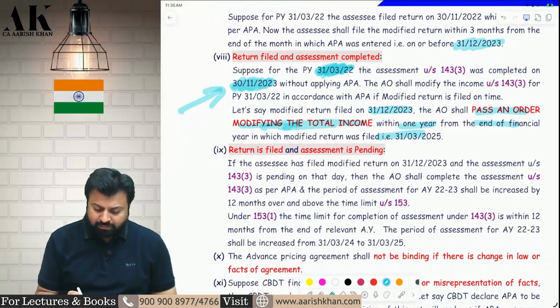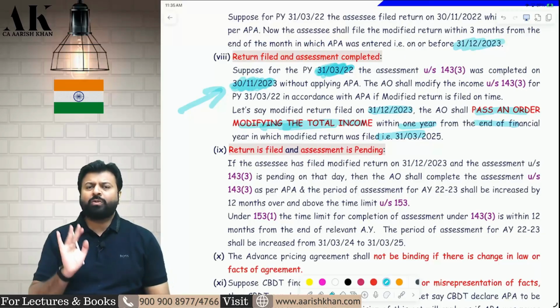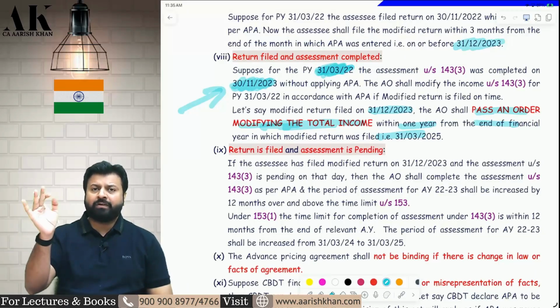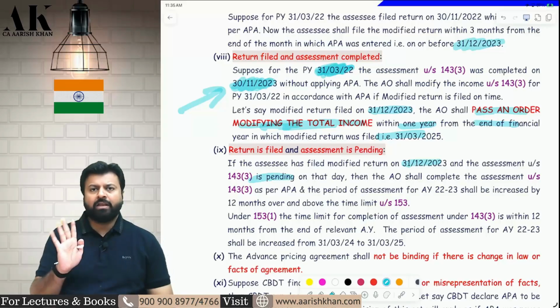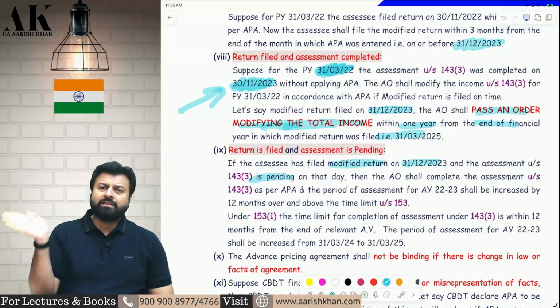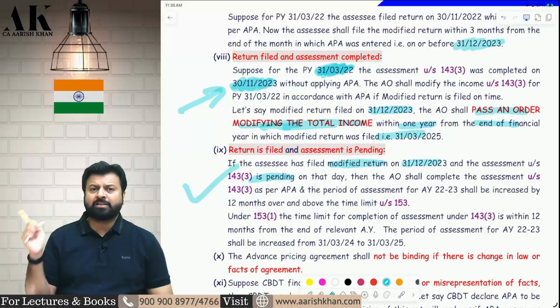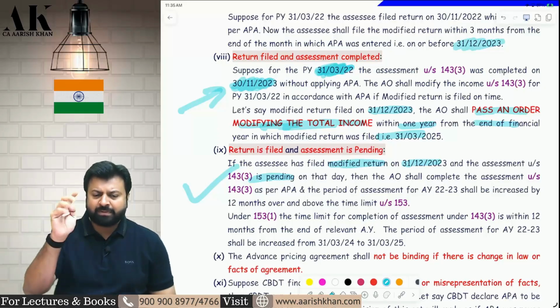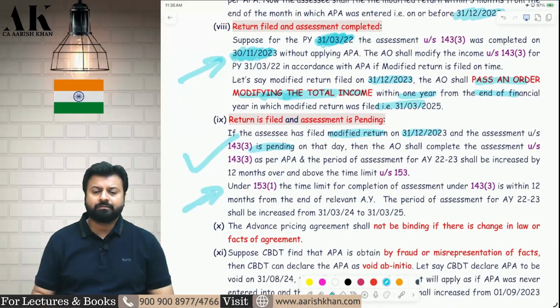Suppose third possibility. For 31st March 2022, the third possibility is what? You have to do just one thing. By 31st December 23, you have to file the modified return. Suppose on 31st December 2023, my assessment is still pending. Still, you do one thing, you do your job properly. You file the modified return by 31st December 23, the AO will do assessment as per the modified return only. He will not do the assessment as per the original return. He will do assessment as per the modified return. And here also the AO will get extra 1 year to complete the assessment.